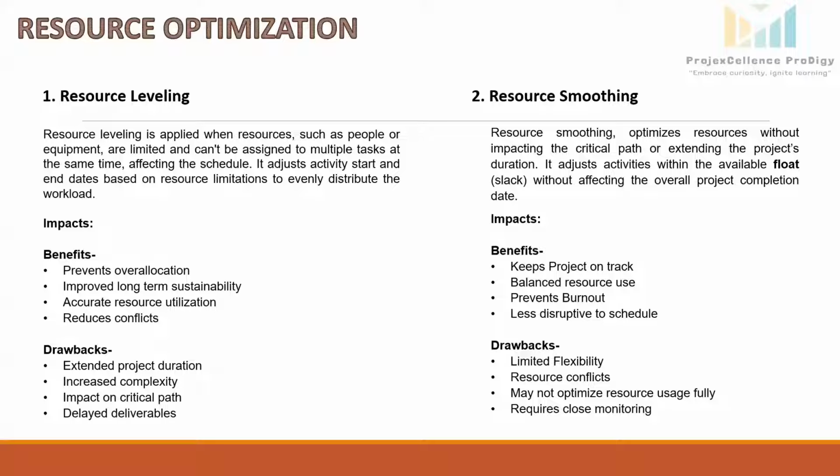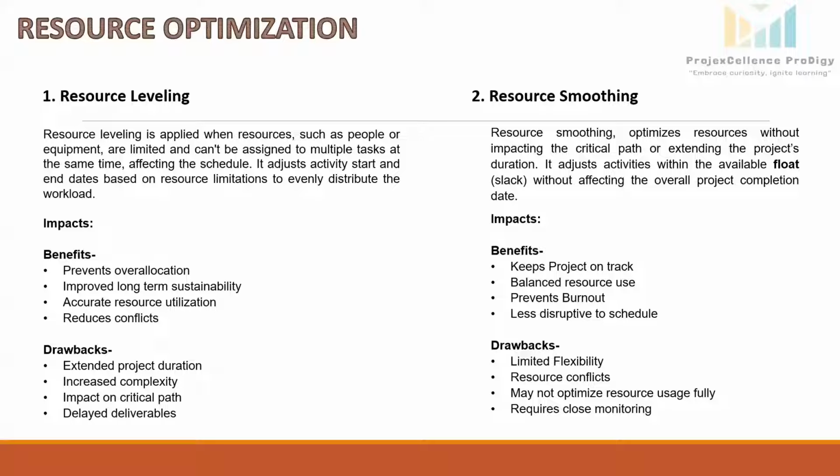Next is resource smoothing. Resource smoothing makes the best use of resources without changing the critical path or extending the project's timeline. It adjusts tasks within the available float, so the overall project finish date stays the same. Let's try to understand it with one example.